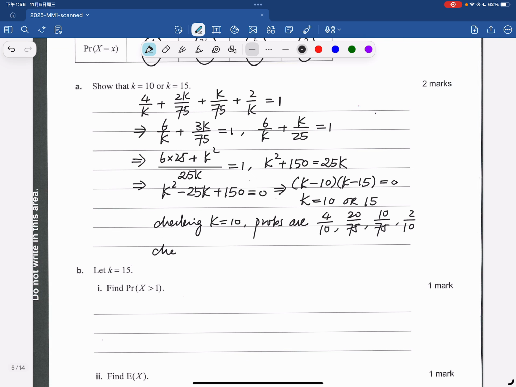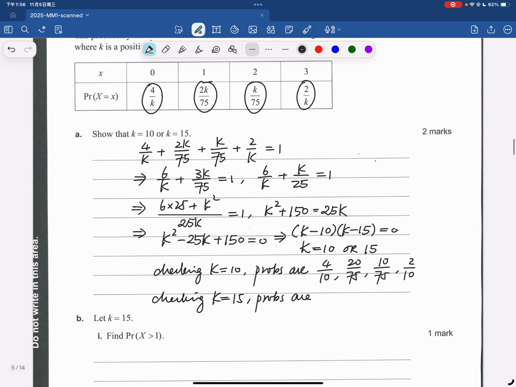And checking k equals 15. So the probabilities are 4 over 15. The last number is 2 over 15. And 15 divided by 75 is 1/5, so you have 2 out of 5, and also 1 out of 5. So eventually, all the probabilities are valid. Therefore, k equals 10 or k equals 15.